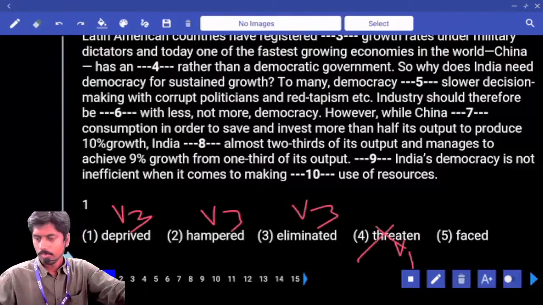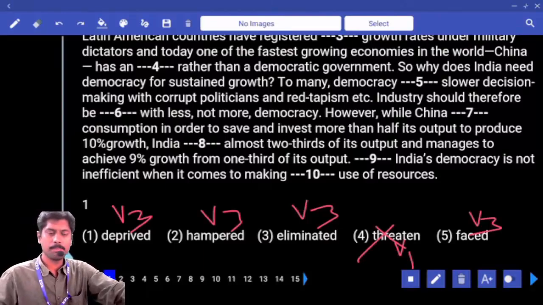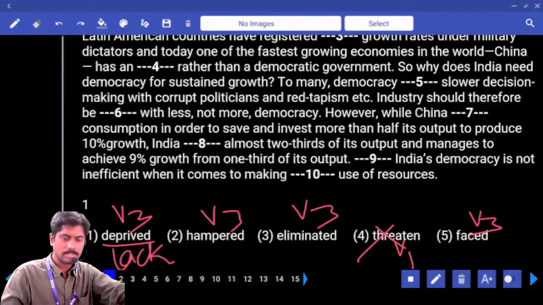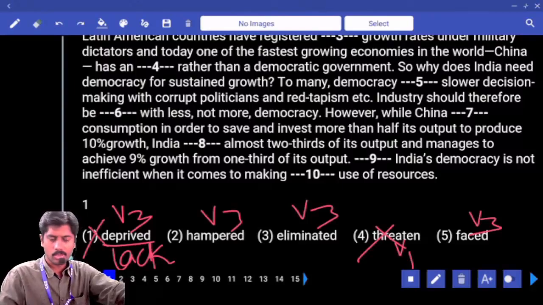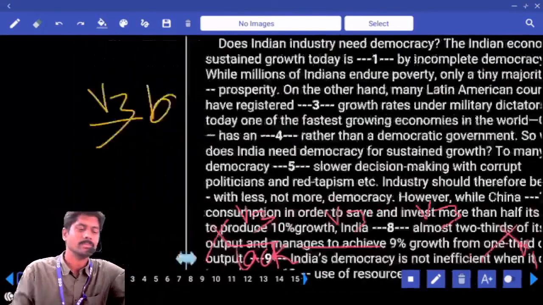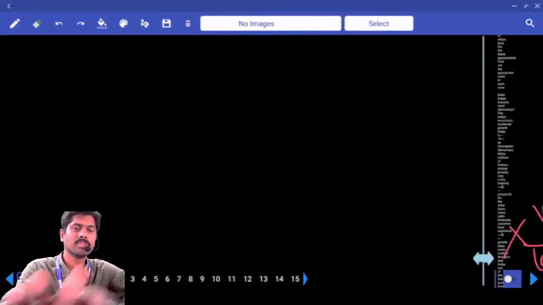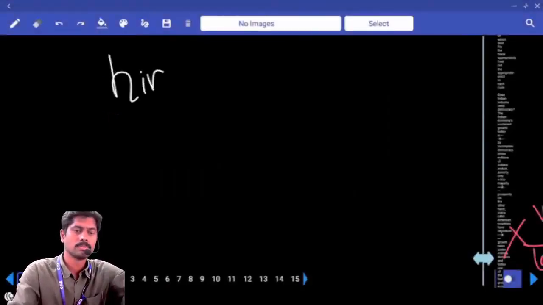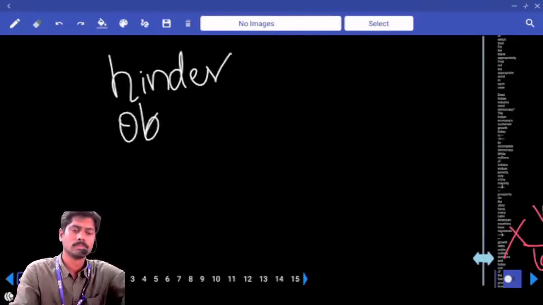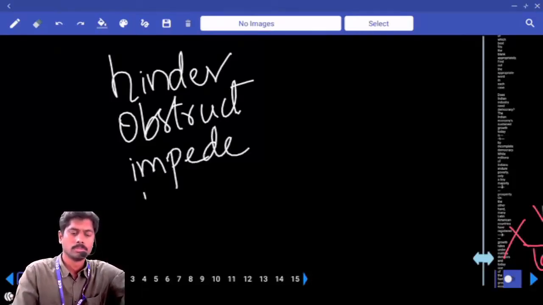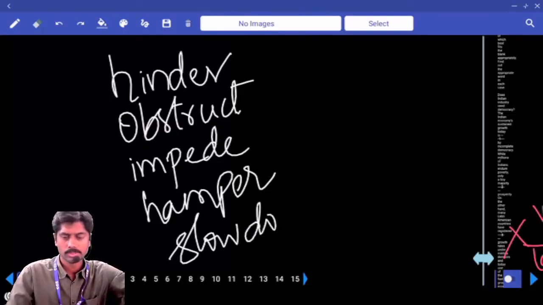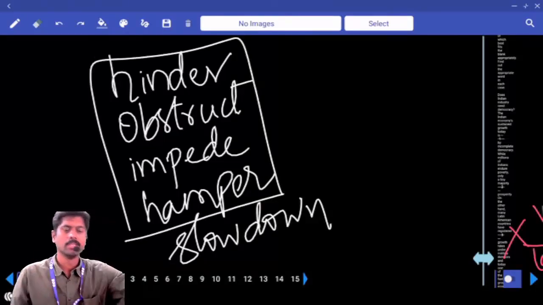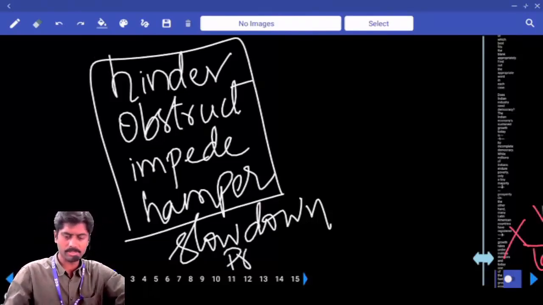V3, okay. V1, no. V3, okay. So, growth is deprived. Deprived means lack of. Growth is lacking, no. Growth is hampered. Hamper means... do you remember this? Same meanings. These are synonyms. The meaning is slow down. All these have the same meaning: hinder, obstruct, impede, hamper, slow down, prevent.